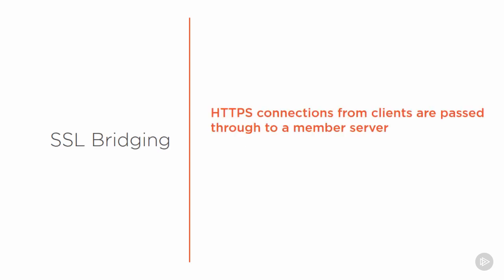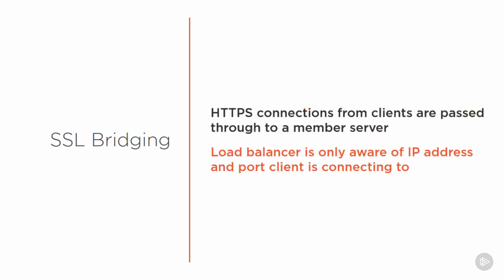SSL bridging means that HTTPS connections from clients are passed through to the member server without being inspected or interrupted or intercepted in any way. When SSL bridging is used, the load balancer is only aware of the IP address and the port that the client is connecting to, and because of the SSL encryption, it has no visibility of the actual application traffic inside that session.